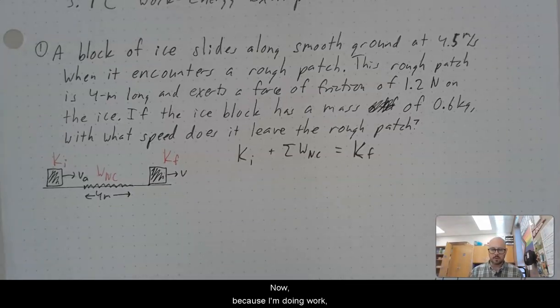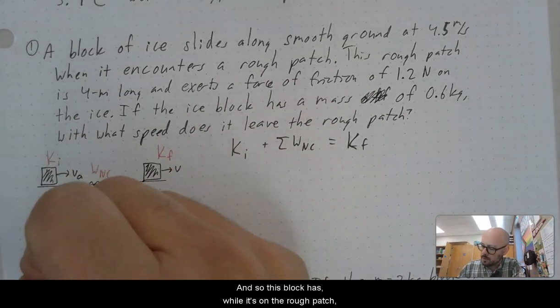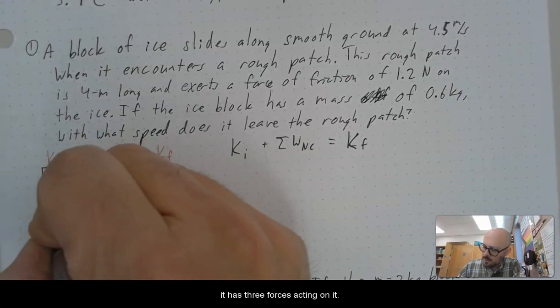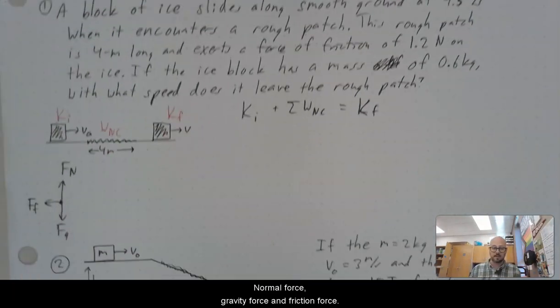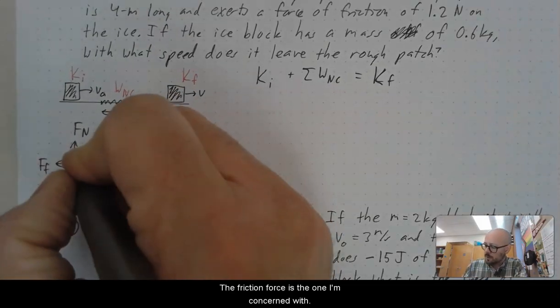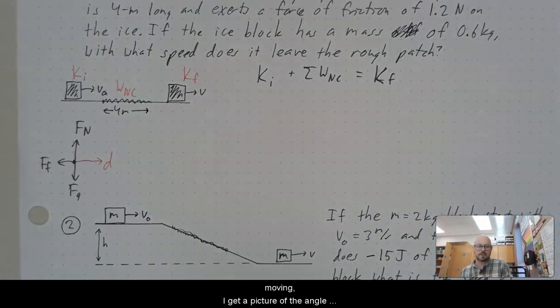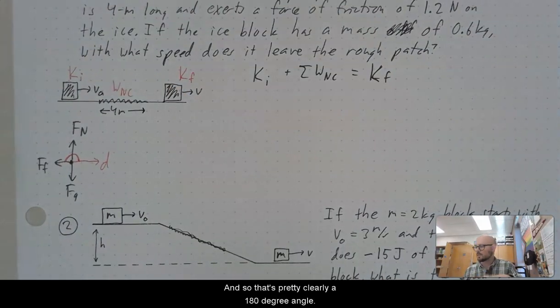Now, because I'm doing work, I want to know the direction that things act. And so this block, while it's on the rough patch, has three forces acting on it. Normal force, gravity force, and friction force. The friction force is the one I'm concerned with, and if I add to this picture the direction that the block is moving, I get a picture of the angle between the friction force and the direction of motion. And so that's pretty clearly a 180-degree angle.